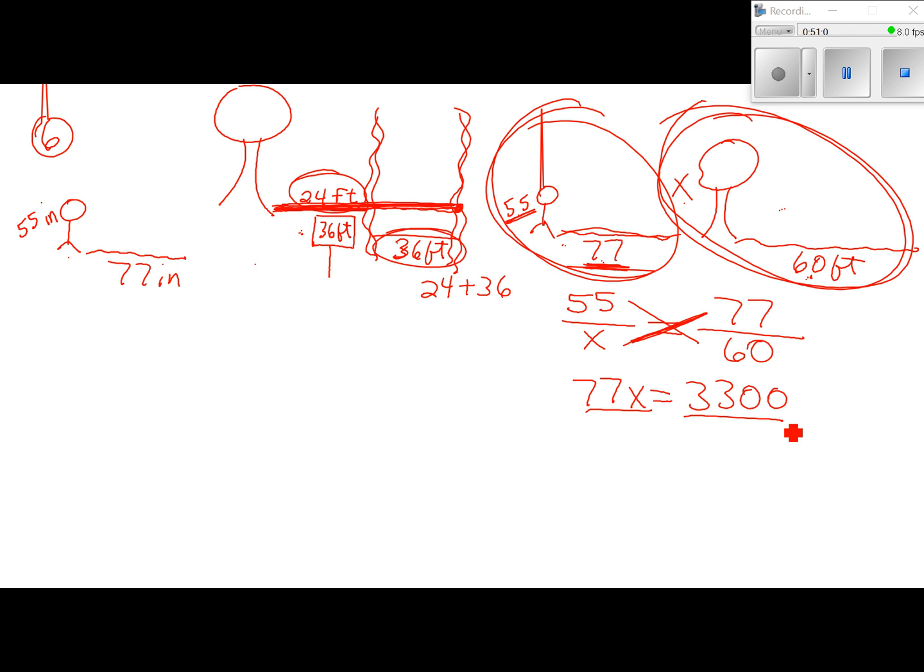Once I have that, I divide this by 77, divide this by 77, these cancel out. This leaves me with X equals, you already got the 3,300 on your calculator, you just hit divided by 77, and that gives us 42.857, so on, it just keeps going. They said round off the height of the tree, and that's what this is. Round off the height of the tree to the nearest foot. So we're going to round it off to about 43 feet. The height of the tree is about 43 feet. So that's one of our answers.